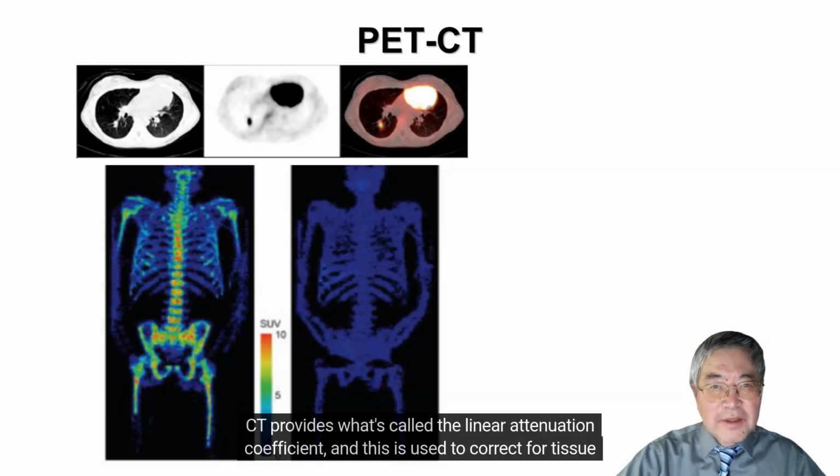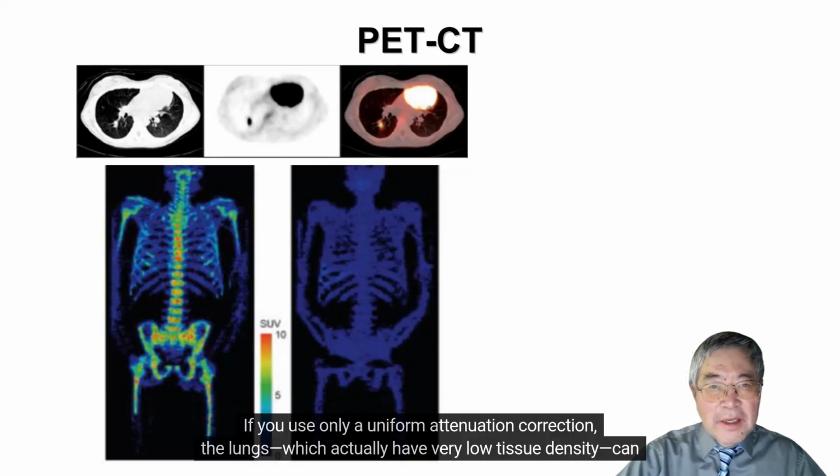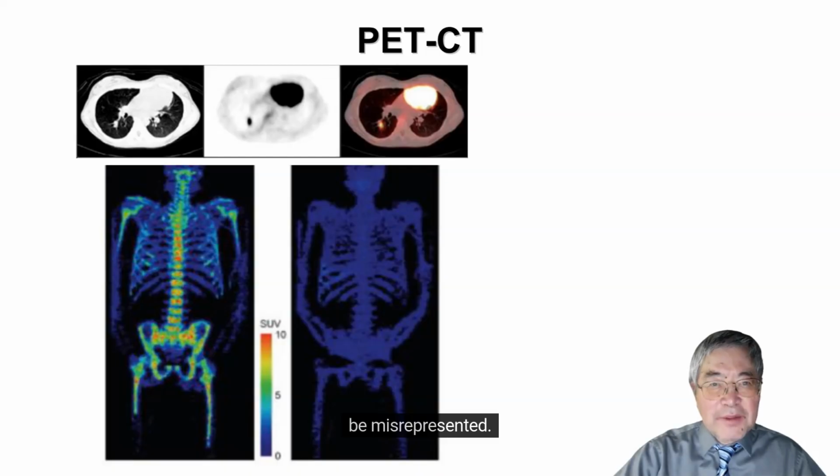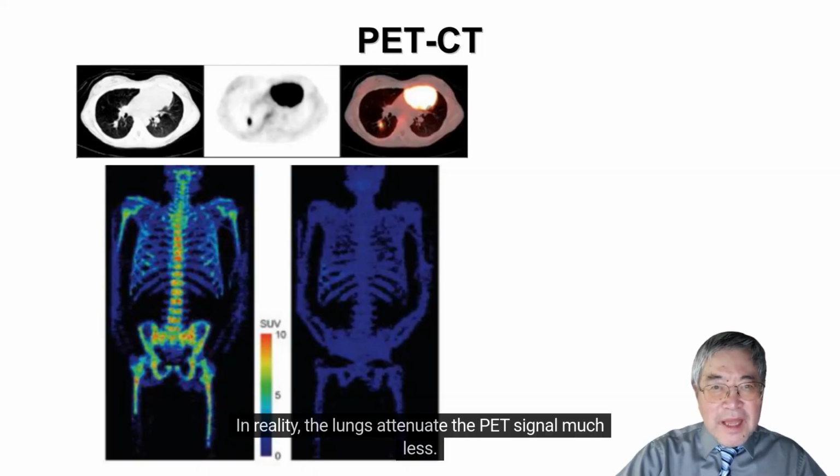CT provides what's called the linear attenuation coefficient, and this is used to correct for tissue attenuation in PET. If you use only a uniform attenuation correction, the lungs, which actually have very low tissue density, can be misrepresented. Uniform correction assumes the same background for all regions, so in the lung, this leads to overestimation. In reality, the lungs attenuate the PET signal much less.